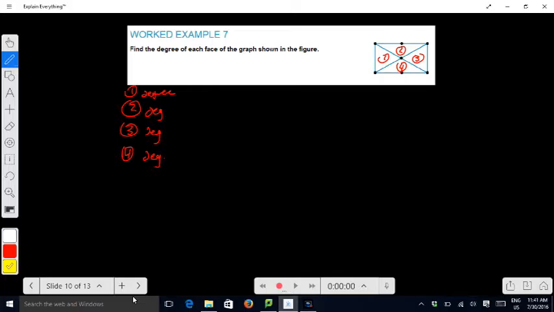Okay, you should have noticed I've actually missed one. I hope you picked up on that. I missed one on the outside, which is 5. So face number 1 has degree 3. For number 2, again we've got 1, 2, 3, and 4. For 3, I've got 1, 2, and 3. For number 4, I've got 1, 2, 3, and 4. And then number 5, I've got 1, 2, 3, 4, 5, 6.